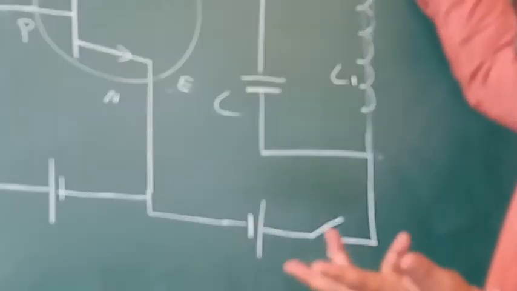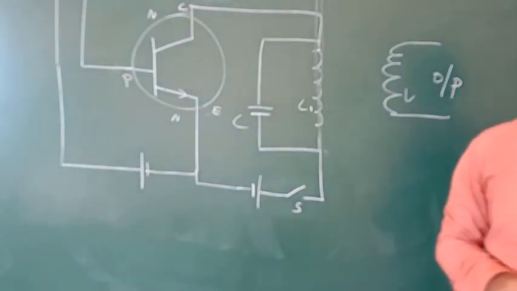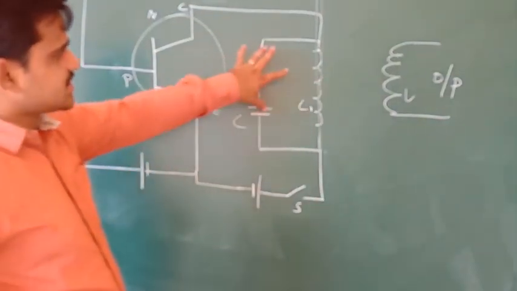L1, L2, let it be. Name it: this is some L, let it be the output. Now, what's happening? Listen here very carefully. This is a tank circuit here.